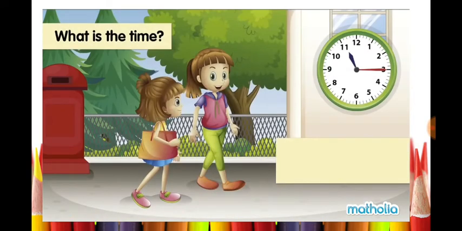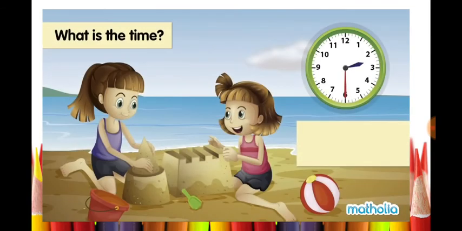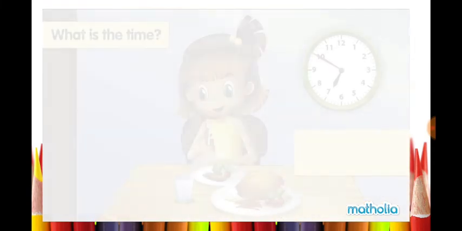What is the time? Kate is going for a walk with her sister. It's 11:15 in the morning. So it's 11:15 a.m. It's still a.m. What is the time? Kate is playing with her sister at the beach. It's 2:30 in the afternoon. It's 2:30 p.m. In the afternoon, we start with a new section, which is p.m., a new part of the day.